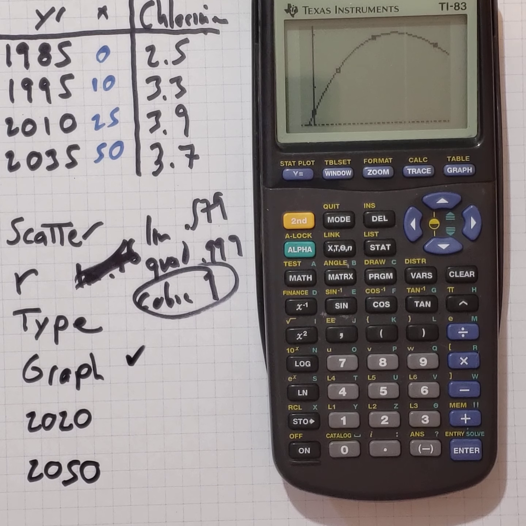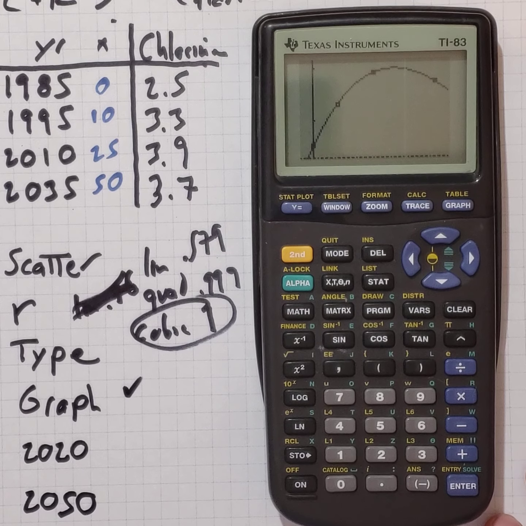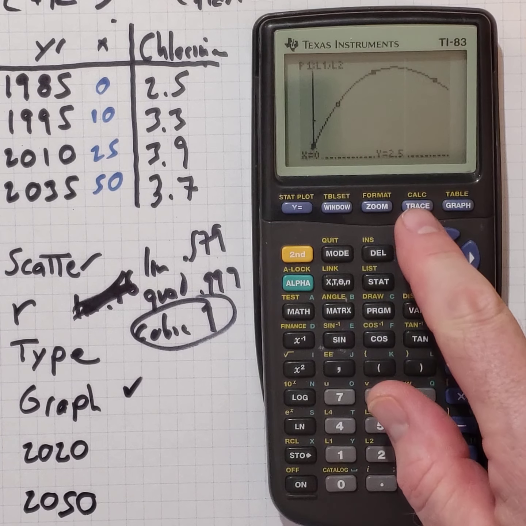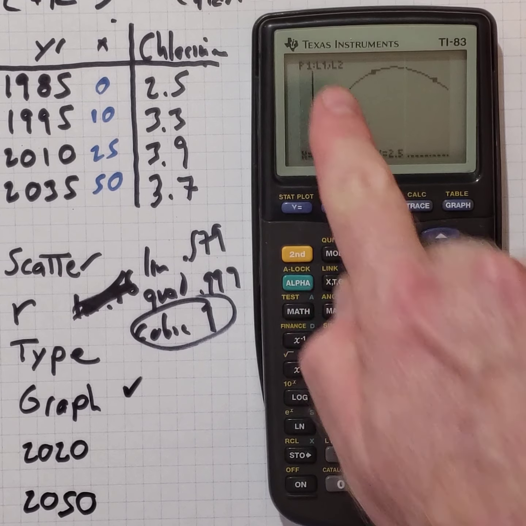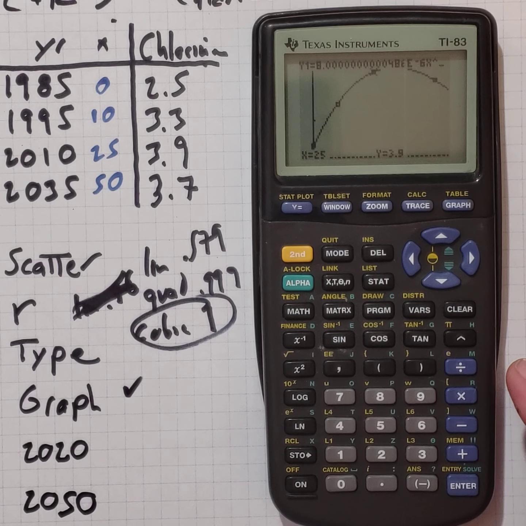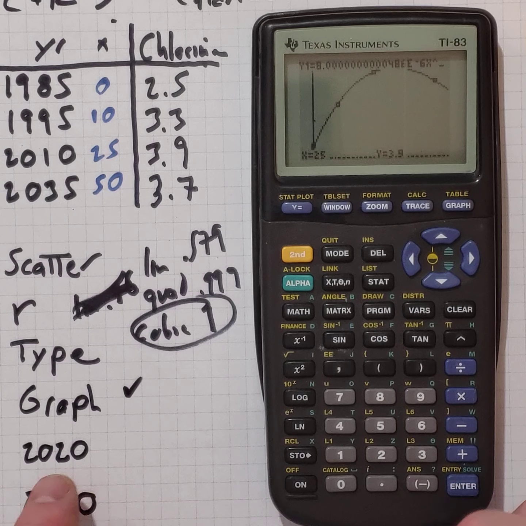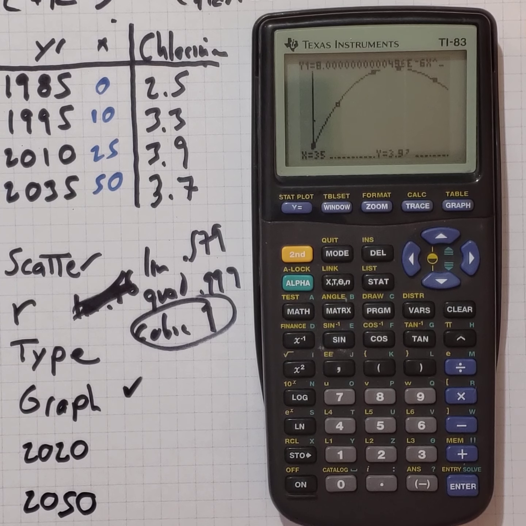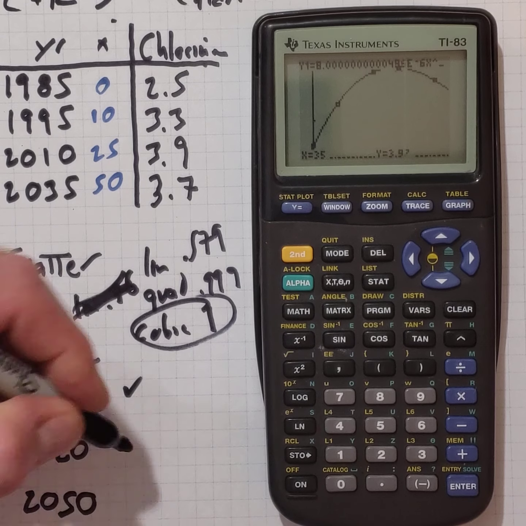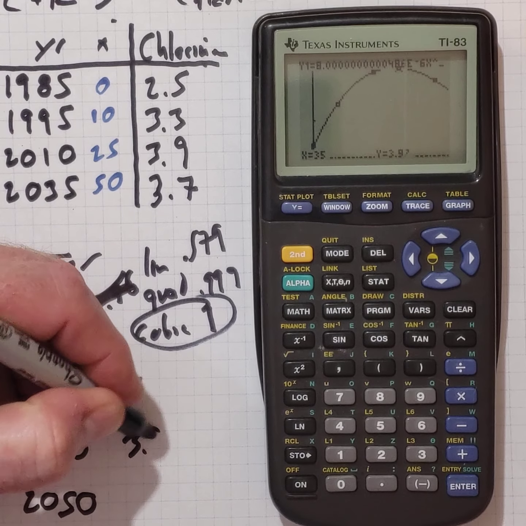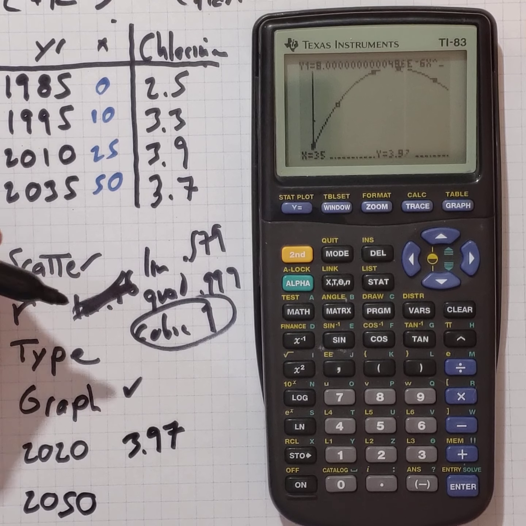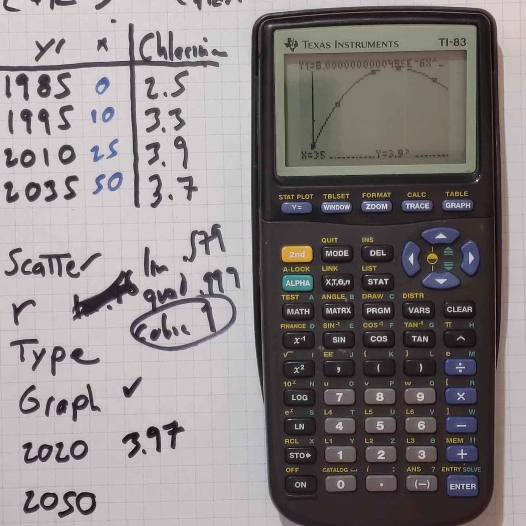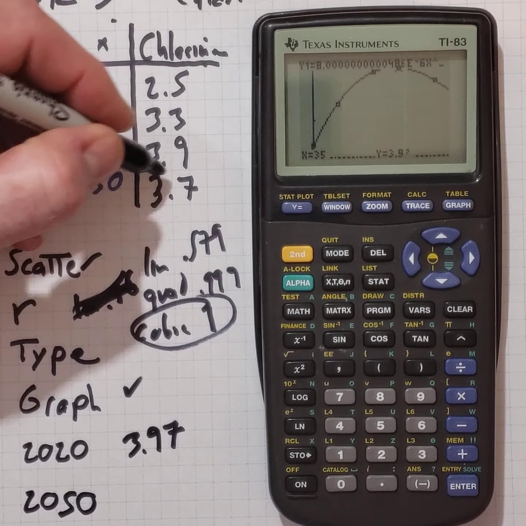What does the graph tell us the chlorine should be in the year 2020? We go to trace, and again, we're on points. We need to go up or down to get to our curve, and we can put in 35, since 2020 would be 35 years from 1985. So we see that it should be 3.97 or 92. Looks like it's going to turn around and go back up again. No, I'm sorry, 2020 is in here.